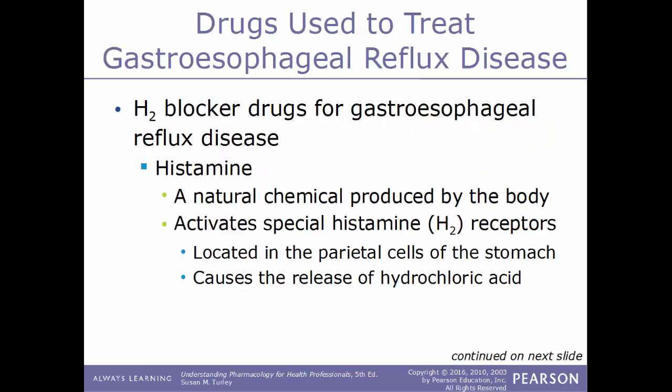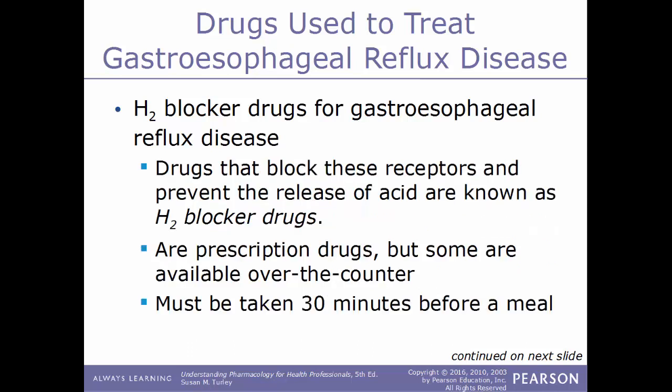Another type of drug that is used to treat GERD are H2 blocker drugs. And this H2, the H is a reference to histamine. Now, histamine is a natural chemical that's produced by the body, and this will activate special receptors called histamine receptors, H2. And these are found in the parietal cells of the stomach. And the parietal cells are the cells that produce hydrochloric acid. So H2 blocker drugs are drugs that block these receptors and prevent the release of the hydrochloric acid. So that's why they're known as H2 blocker drugs. And these generally are prescription drugs, but there are some available over the counter. And these must be taken 30 minutes before a meal.